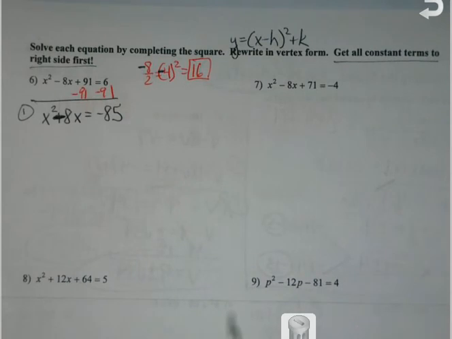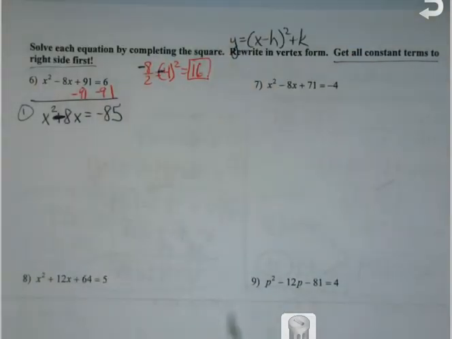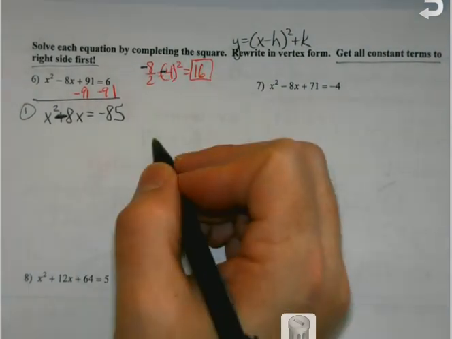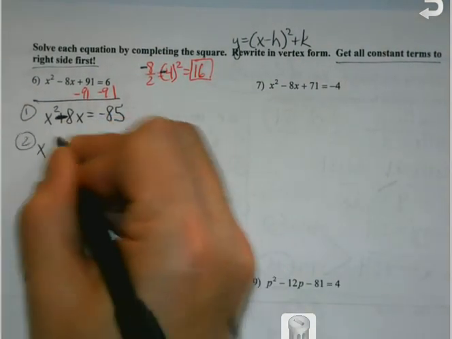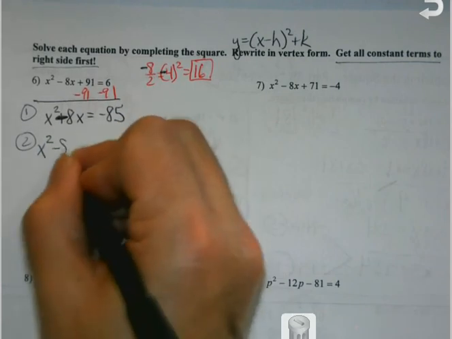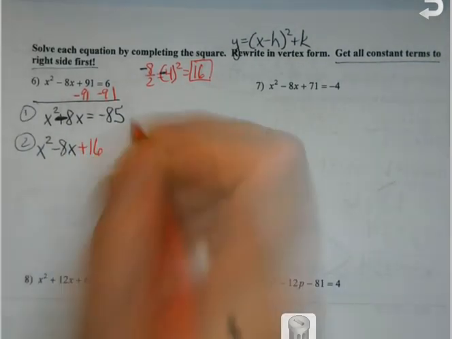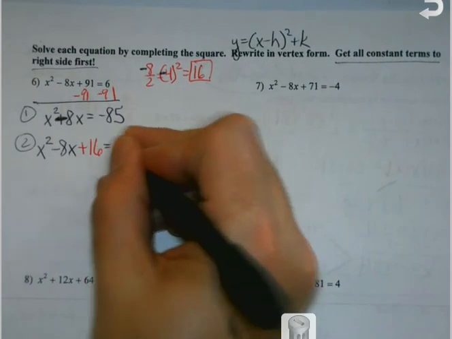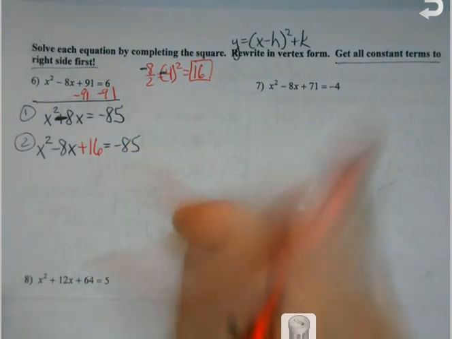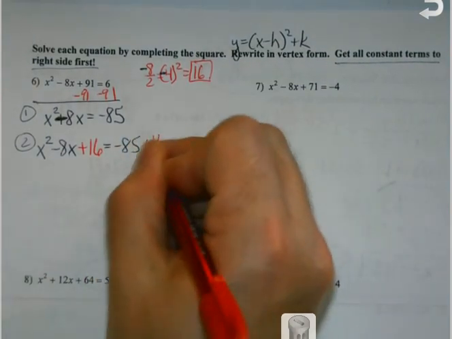How does Mr. H want to fix this? I know what we're going to do. Okay, we're going to finish this one this way. Then I'm going to make the tweak so we can do this in vertex form. So we're going to do one more regular, and then we'll get there. Okay. So x squared minus 8x plus 16, 85 plus 16.